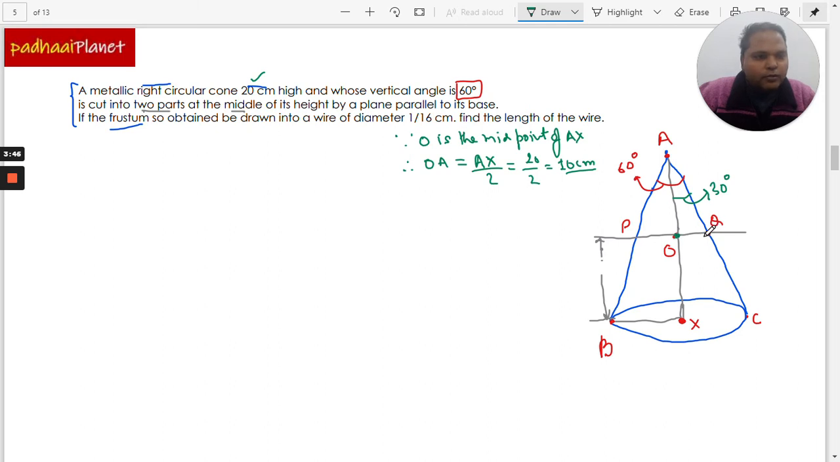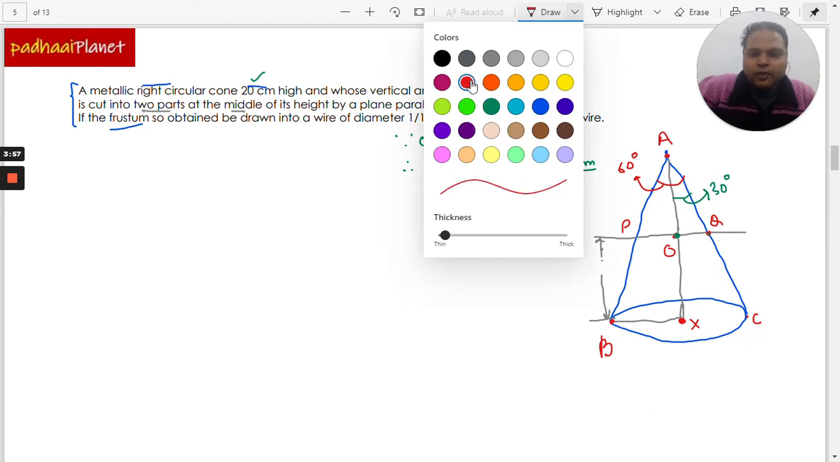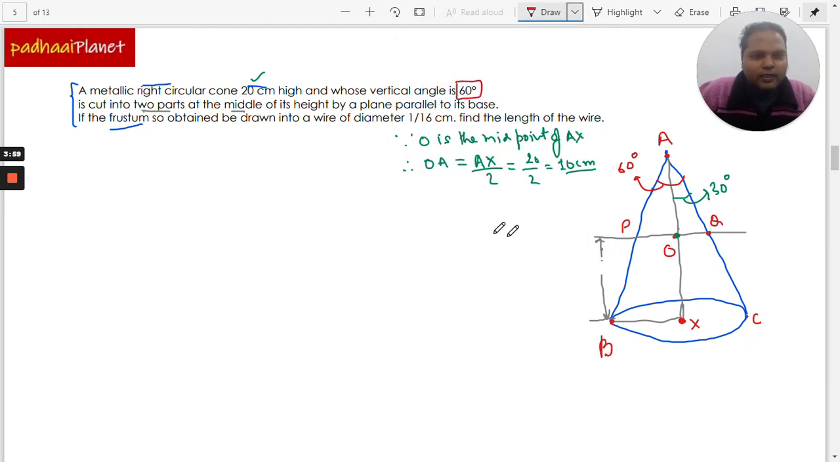Now what we also need to do is find out the value of OQ, because we need to find out the smaller radius also. So to find the smaller radius, we will do a little working in the triangle and get some values so that we can then solve the question easily. So let's look at the triangle AOQ.